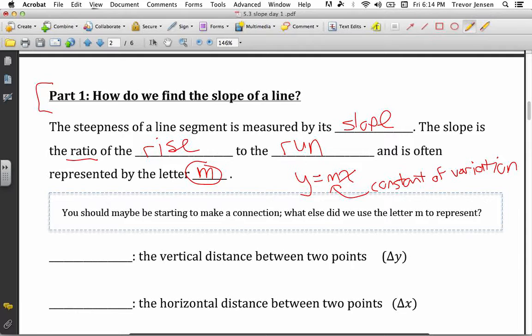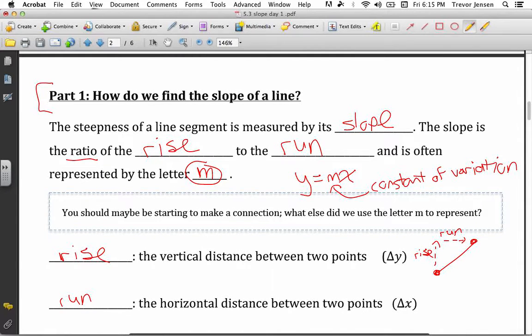Well, if we've got two points connected by a line, rise is the vertical distance between the two points. So the vertical distance is our rise between these two points. And run is the horizontal distance between these two points. So this is our run.